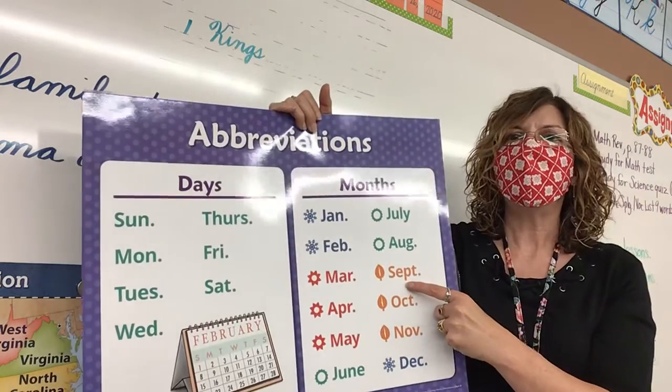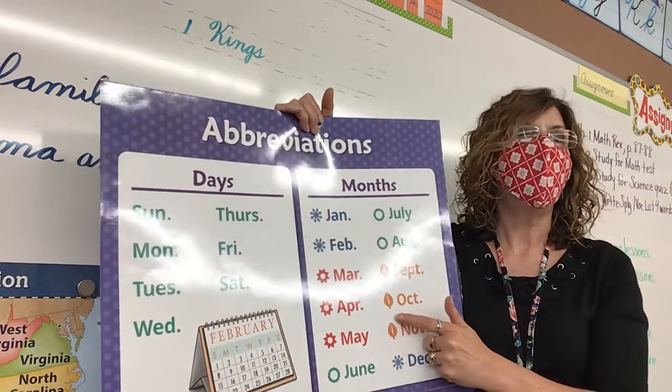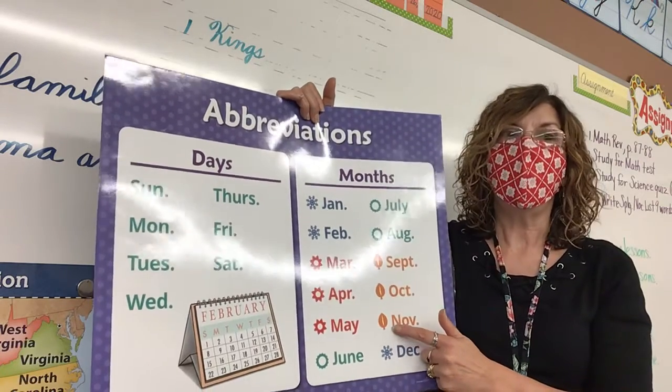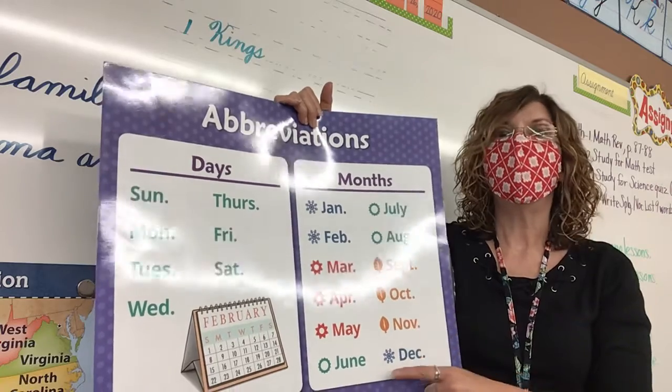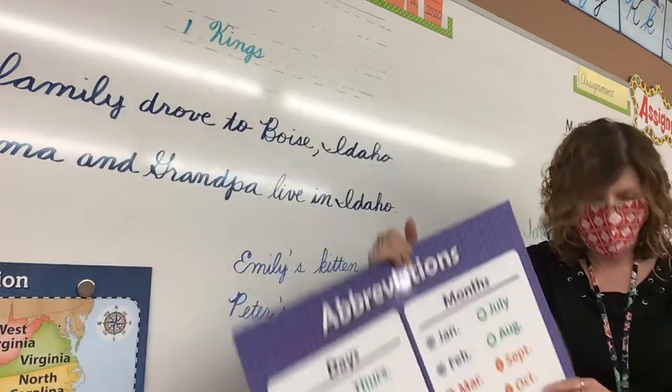September, capital S-E-P-T period. October, capital O-C-T period. November, capital N-O-V period. December, capital D-E-C period.